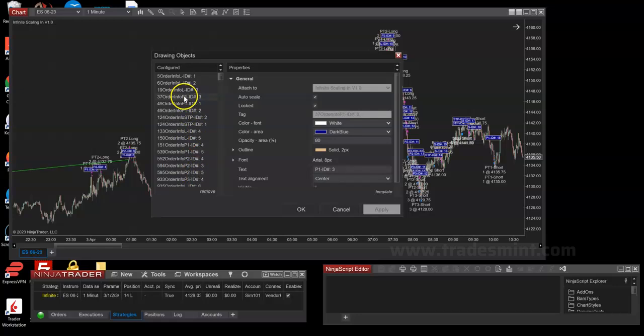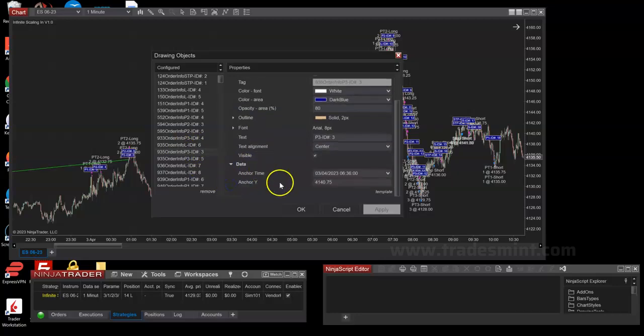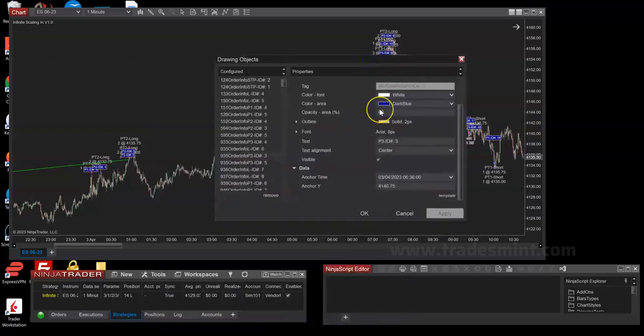So this is P1 ID3. This is entry, long ID. This is entry, so this is P1 ID3. This is P2 ID3, and this is P3 ID3. And we can see that this actually occurs at this price, 41.40.75, 41.40 at 6:36. Okay, let me screenshot this.